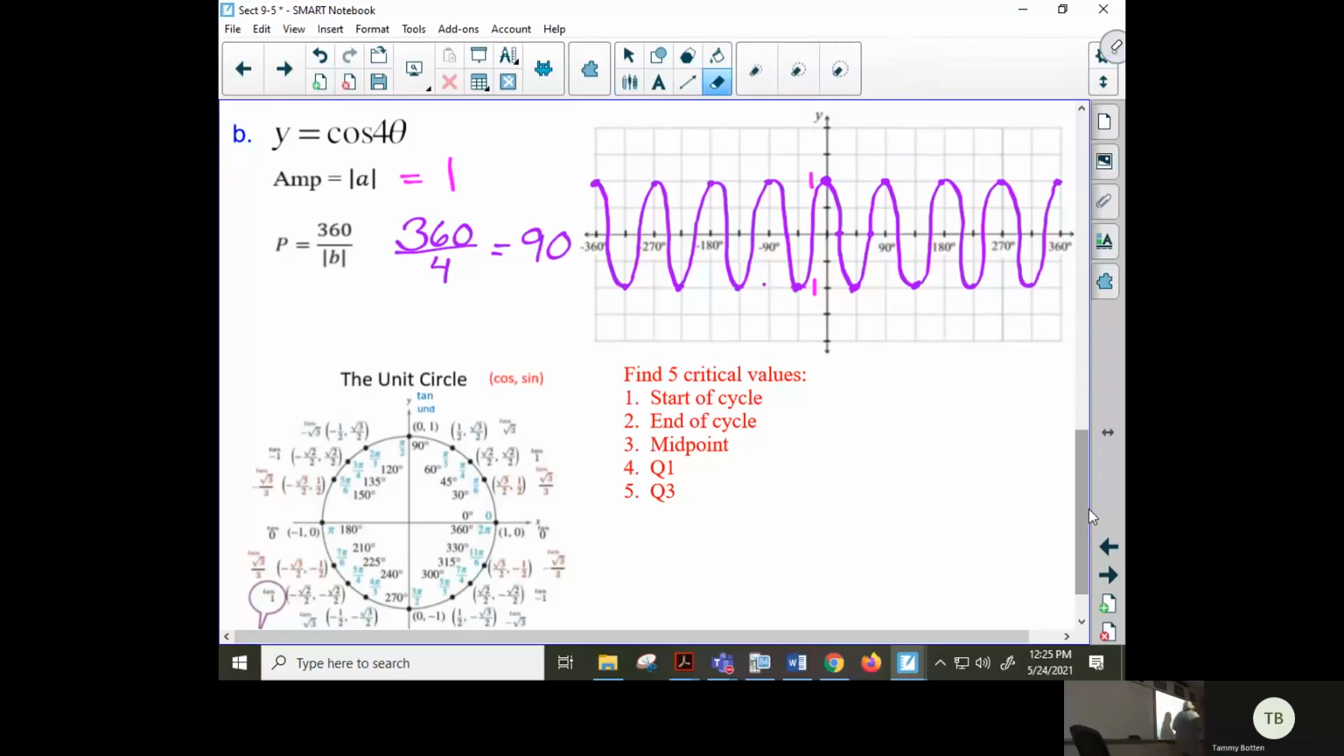So when B is 4, what that means is you're going to have 4 cosine functions in the same spot that you would normally have 1. If it was 5, you'd have 5 cosine functions. So if you notice, I have 1, 2, 3, 4 in from 0 to 360 degrees.